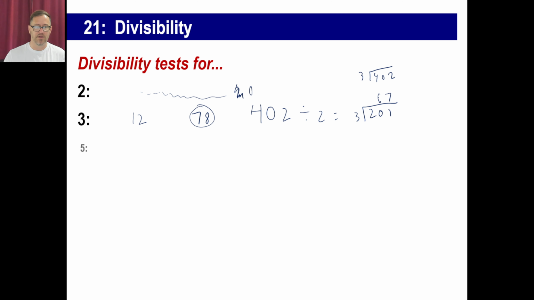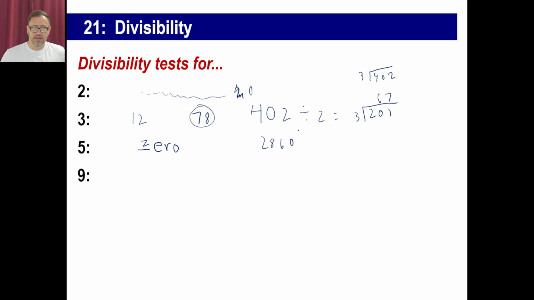Okay, here's another one: 5. How can you tell a number is divisible by 5? It either ends in a 5 or ends in a 0. In other words, 2,860 is divisible by 5. There you go.